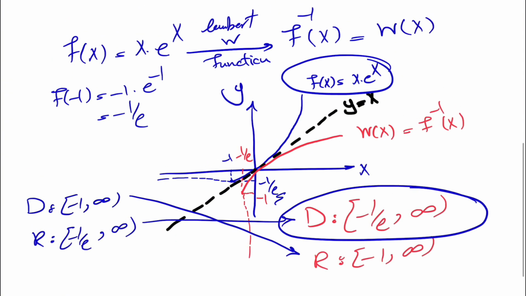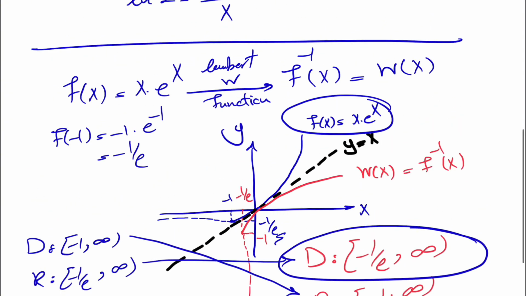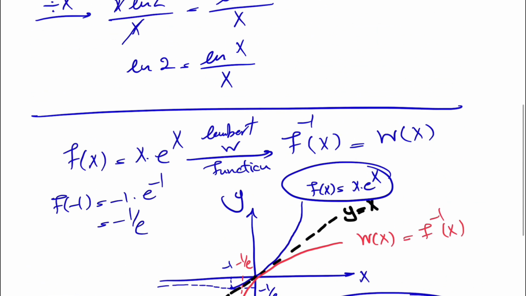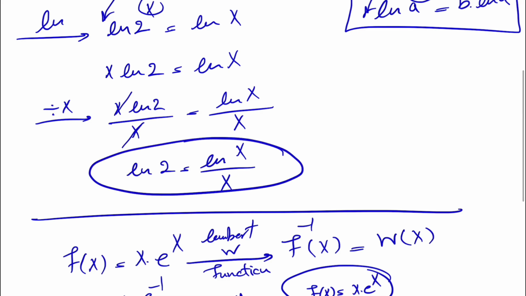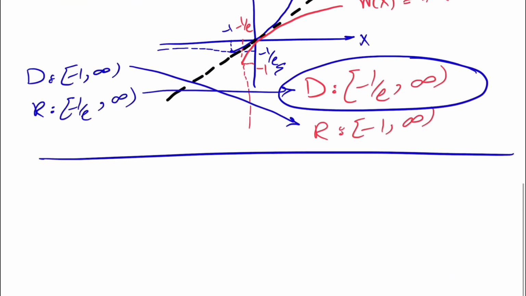So keep that in mind. Let's get back to our question, and that was just a note about the Lambert W function that is very useful. So let's get back. We end up with this over here. So ln of 2 is equal to ln of x over x.